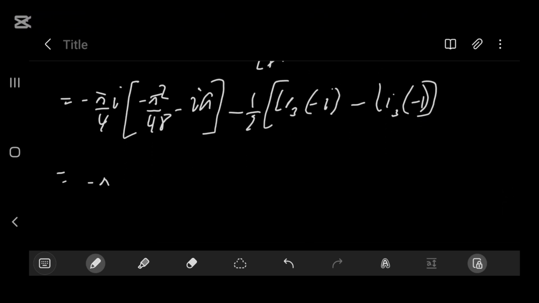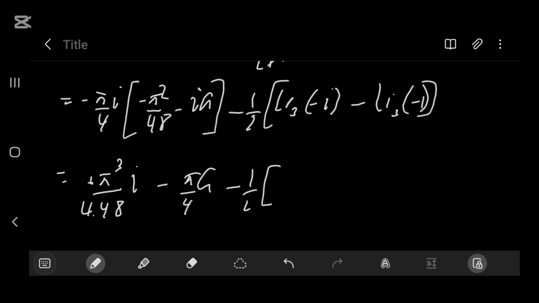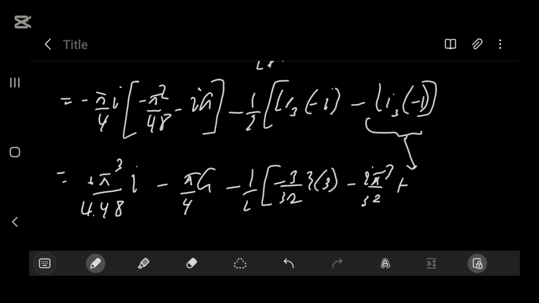Well, now it's easier for us to solve this. It'll become minus pi cubed, and minus into minus is plus. So pi cubed over 4 times 48 times, we'll never forget that i. And now here we'll get pi over 4 times G and minus half. We know that the trilogarithm of minus i is actually minus 3 over 32 zeta of 3 minus i pi cubed over 32. And this part with the minus will get 3 over 4 zeta of 3.